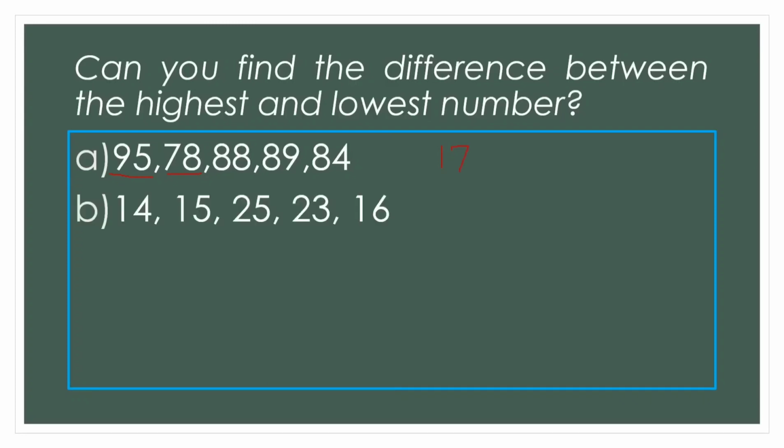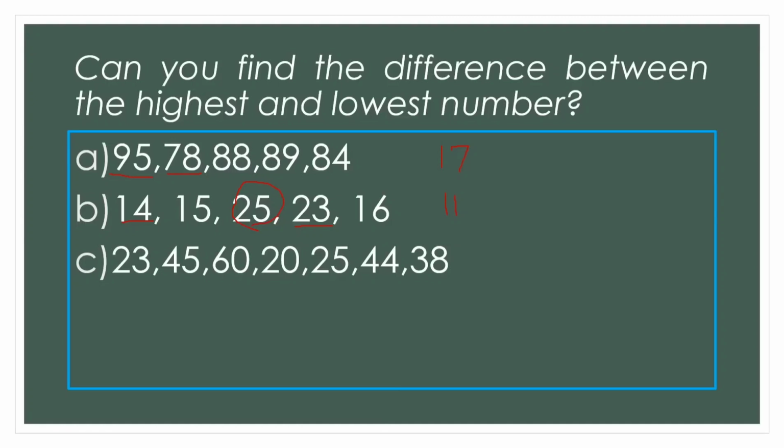Next, B. Can you solve for the difference of the highest and the lowest number? All right, our highest number is 25, and the lowest number is 14. Subtracting those two, the result is 11. Next, letter C. 23, 45, 60, 20, 25, 44, and 38. The highest number is 60, and the lowest number is 20. So subtracting those two, 60 minus 20 is equal to 40.